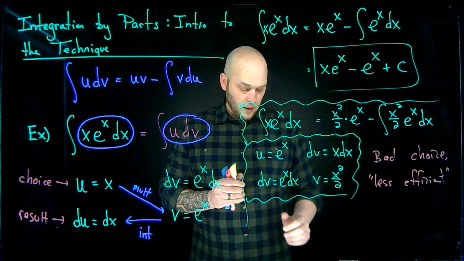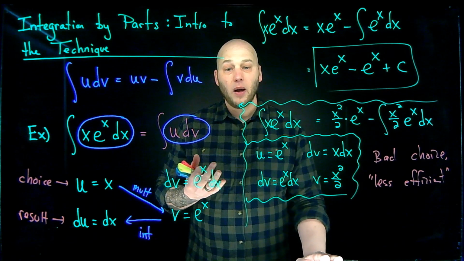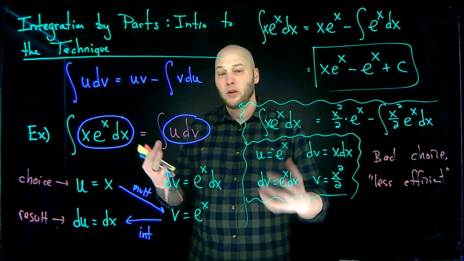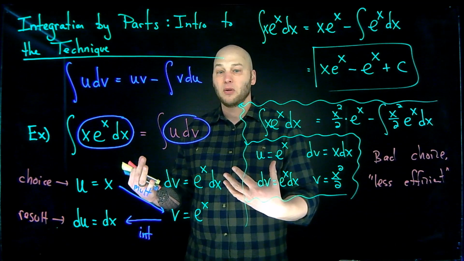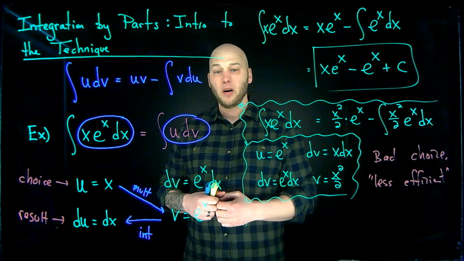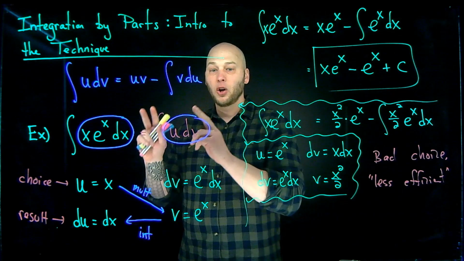But the idea is, if at this step this integral is harder than this integral, go back and choose something different. Okay. That said, I will post more videos where I do more examples, but this is just a basic introduction to how to set up integration by parts and what's the difference between a good choice and a bad choice.